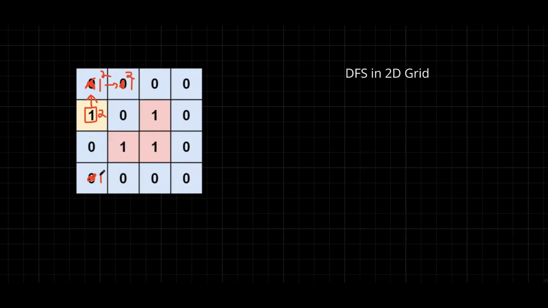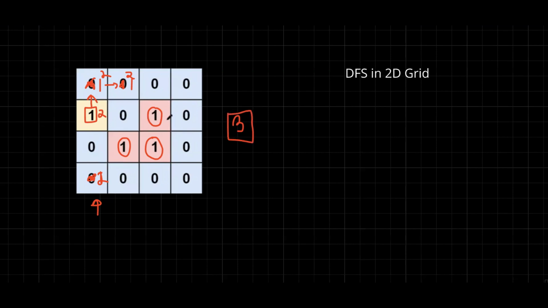Similarly, if the DFS call starts from this 1, we can make it visited, but from this cell we cannot go in any of these 4 directions. So here we can see that after completion of the DFS, there are 3 ones remaining in our grid. So we can say that in total there are 3 cells from which we cannot go outside by any number of jumps.